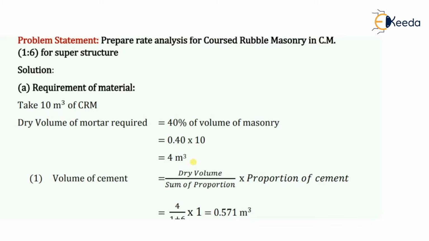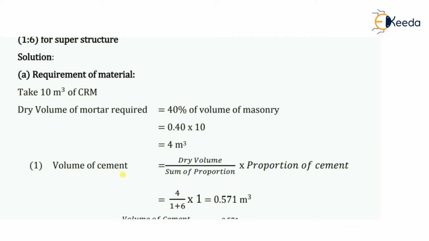Now let's first calculate the volume of cement. The formula for volume of cement is dry volume divided by sum of proportion, into proportion of cement. Here the dry volume we have calculated is 4 meter cube, divided by sum of proportion, that is 1 plus 6, into proportion of cement. Which comes as 0.571 meter cube. This is the volume of cement.